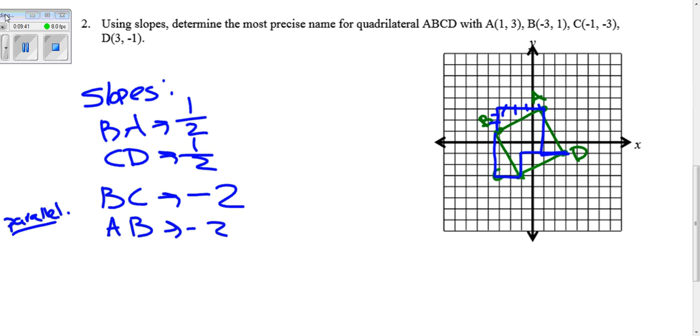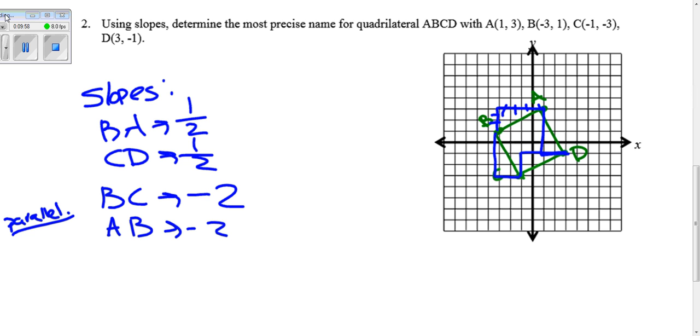Okay, I need to see if I can be more specific. In the last example, we couldn't. Parallelogram was all we got. But we're going to see, is this more specific? If opposite sides are parallel, can I show it's a rectangle, a rhombus, or a square? Okay, so once again, I'm told to use slopes. So go back to your diagonals, guys.